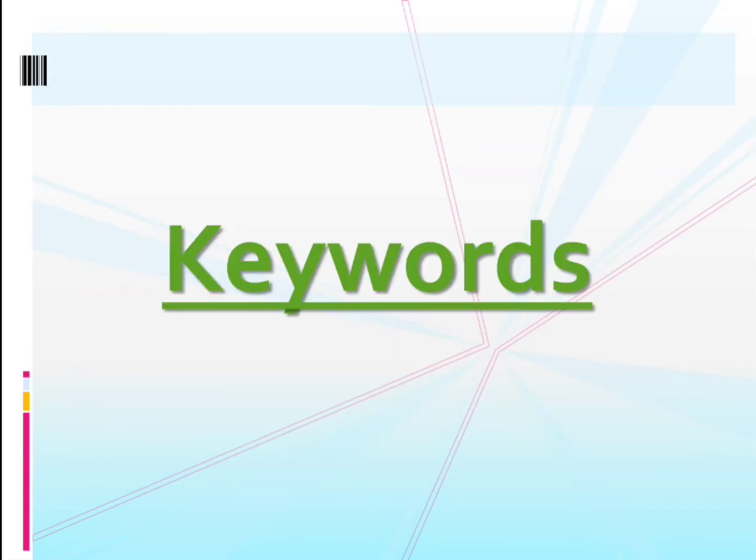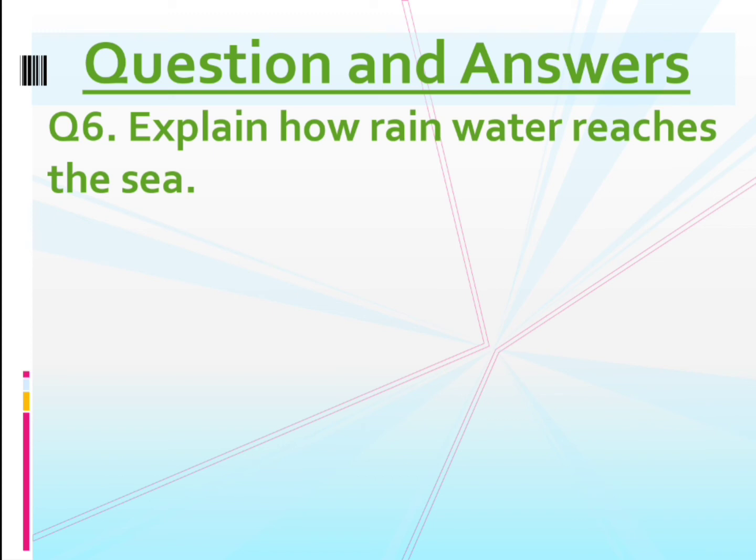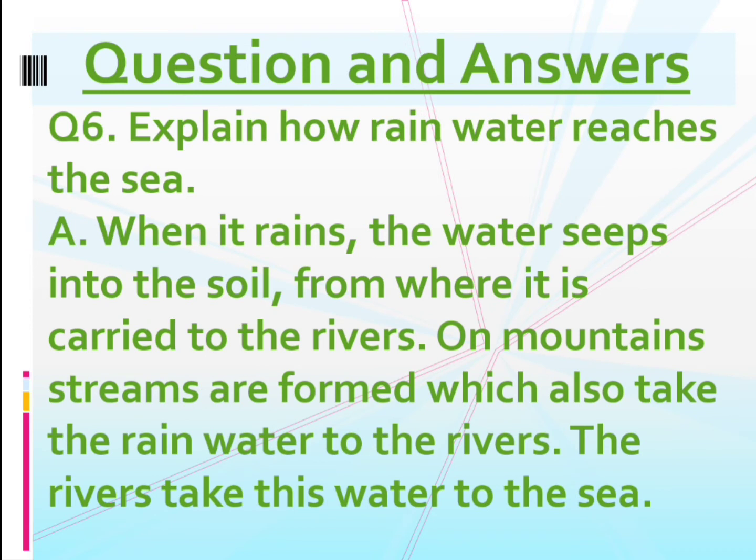I have given few keywords in your daily schedule. Please learn them and write it in your classwork. Coming to your question answers, explain how rainwater reaches the sea. So when it rains, the rain sweeps into the soil, from where it is carried to the rivers. From soil it goes slowly into the river.